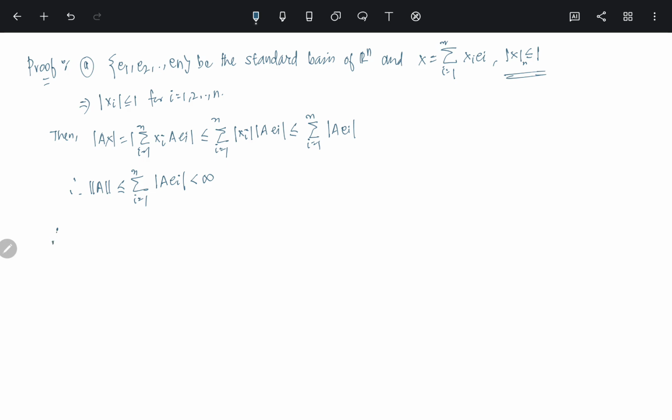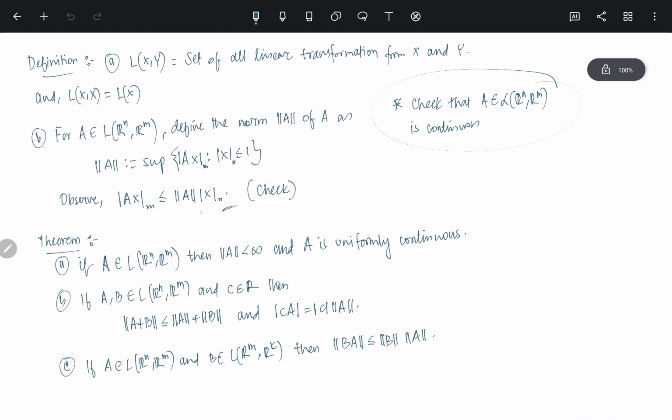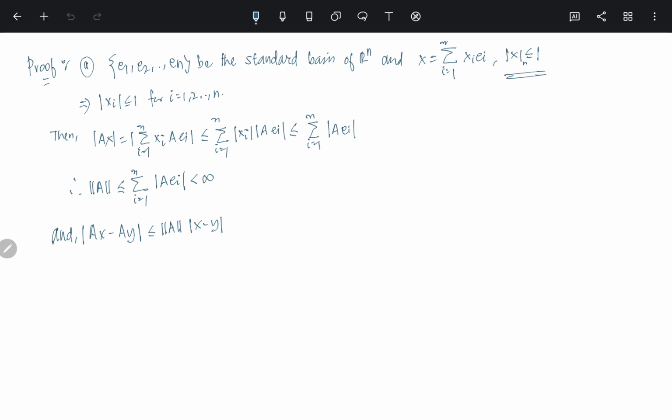And you see, A of x minus A of y, if we do this, basically I have to show uniform continuity. For that, the norm of A x minus A y, you can actually write as norm of A times the norm of x minus y. This is where I am using this inequality, that the norm of A x is less than or equal to the norm of A times the norm of x. So this is true for all x, y in R^n. Since this is true, we can of course see that A is uniformly continuous.